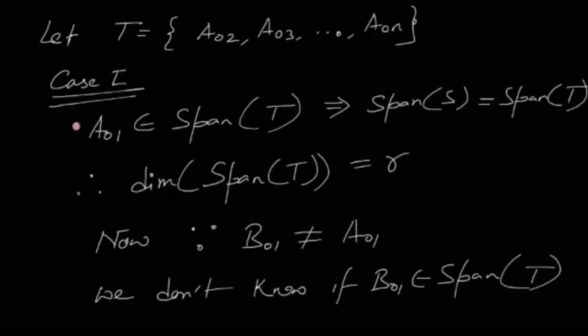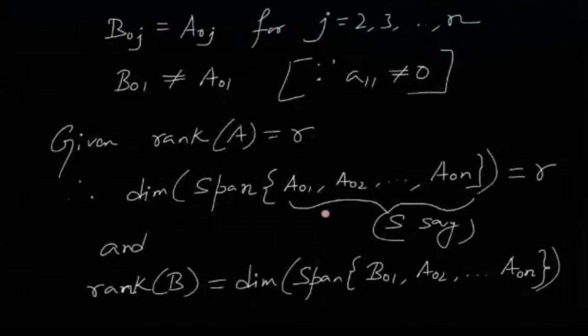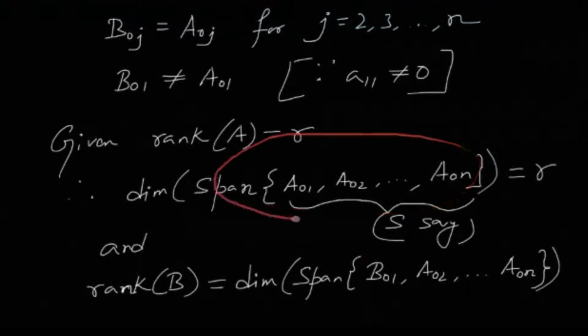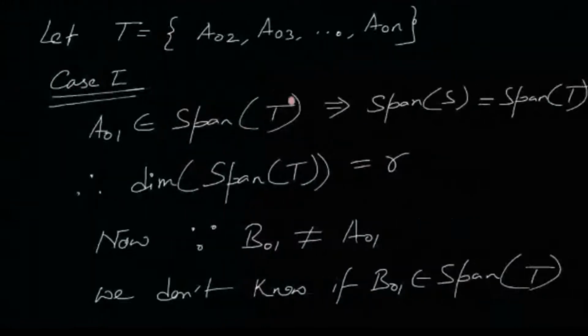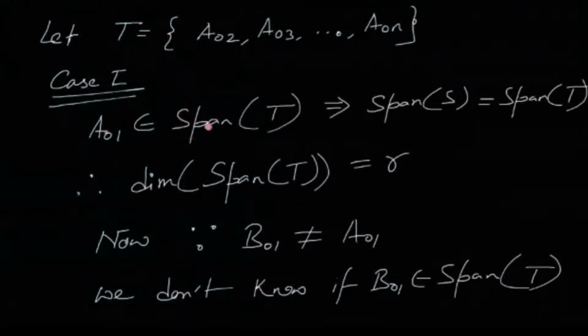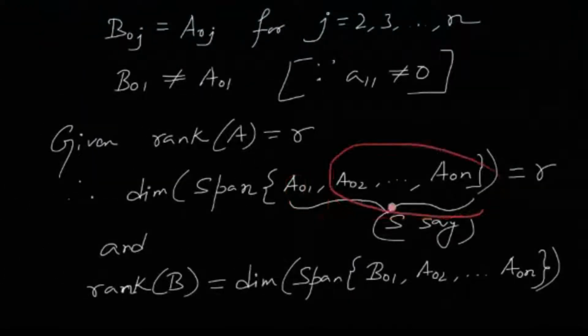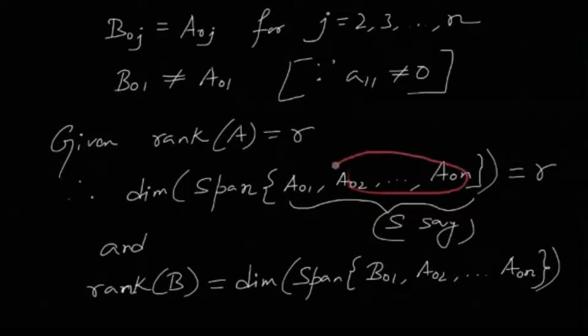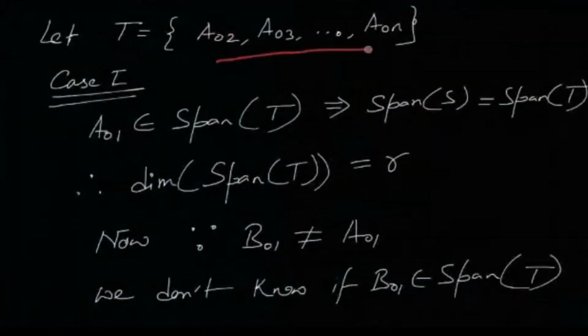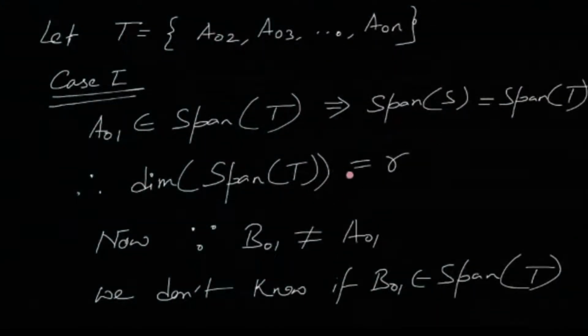Now case 1, let us take the first case that A01 belongs to the span of T. The span of this entire set creates a subspace. Similarly, the span of T also creates a subspace. Now, if A01 belongs to this span, that means A01 can be created as a linear combination of these vectors. That means A01 does not bring anything new. So the subspace created by this set and the subspace created by T are basically the same, and hence the dimension is still R.